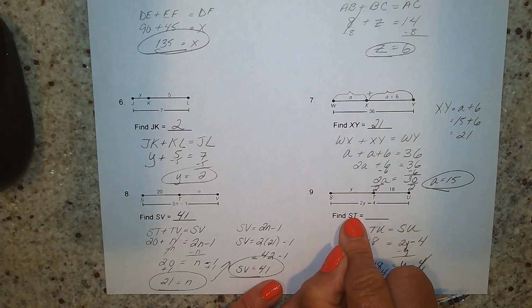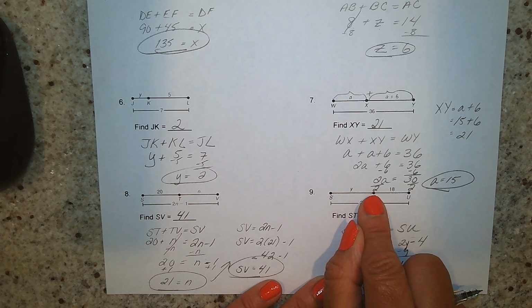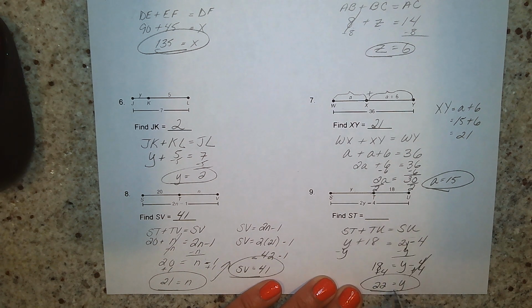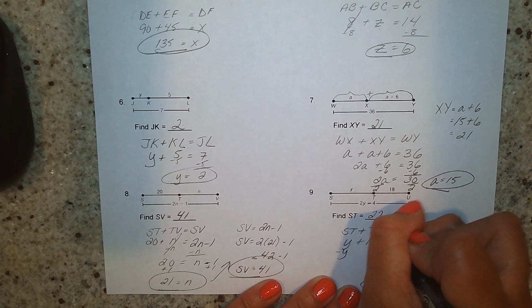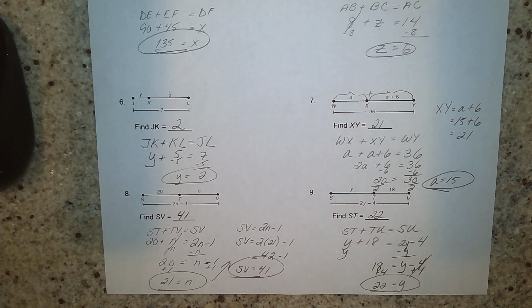So that's our Y value, but we have to find ST. Now ST here is the Y. That is our Y. So we are lucky on that one. We don't really have to do much substituting there. ST is 22.